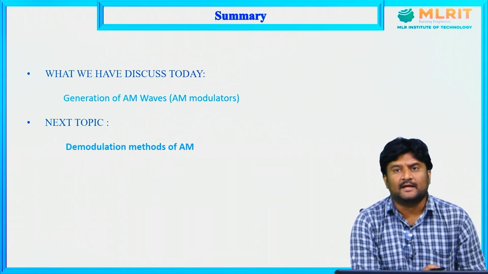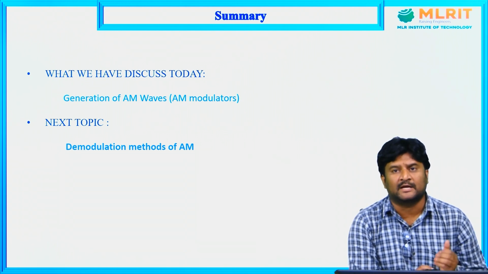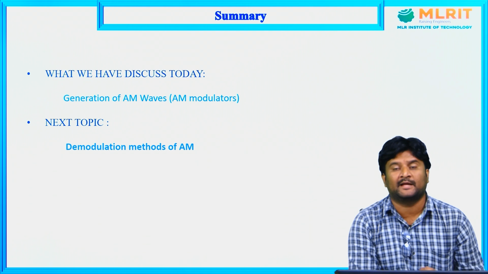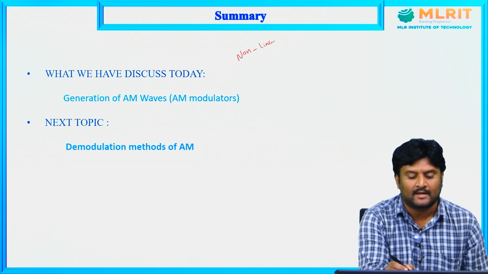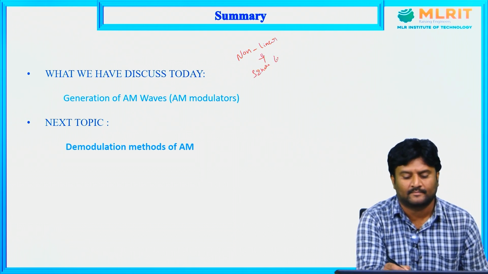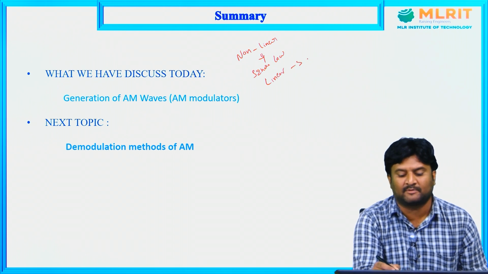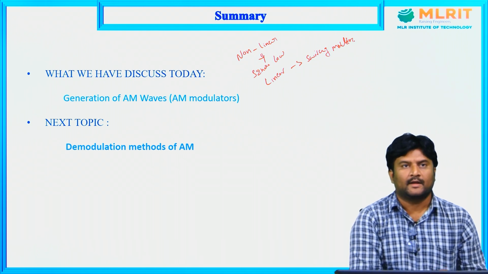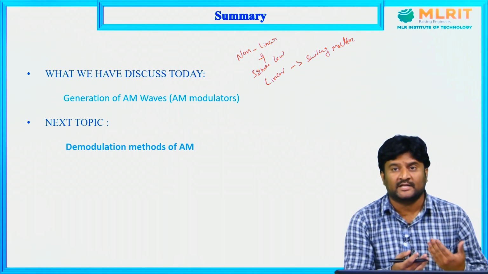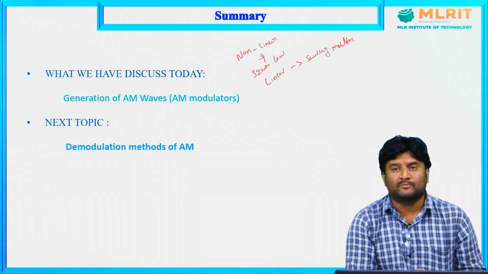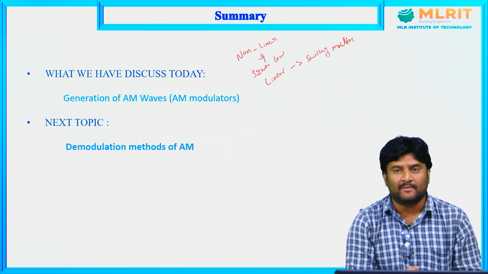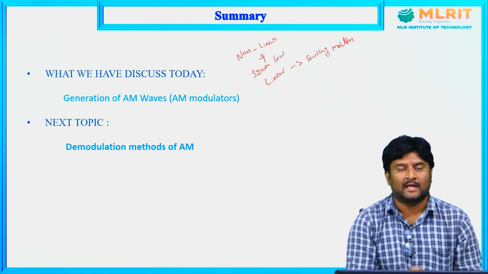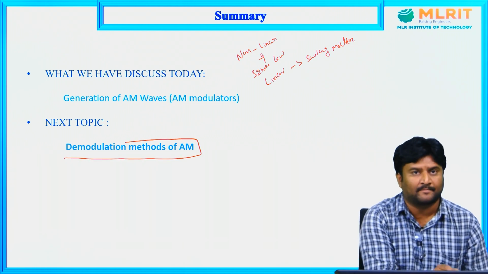Then these are the generation methods. I took one example under the non-linear model and explained another example under linear. In the case of non-linear, I explained the square law modulator, and in the case of linear, I explained the switching modulator. In the next sessions we discuss demodulation. Generation is explained; now, from the amplitude modulated signal, how can you get the message signal? The process is called demodulation. In the coming session, I want to explain the demodulation methods of AM. Thank you very much.